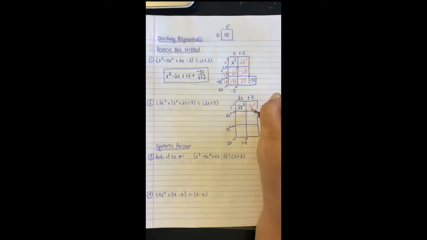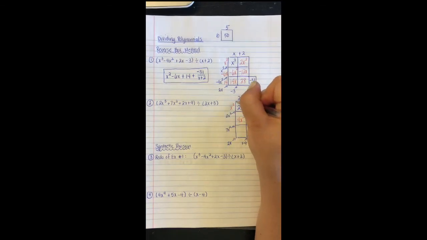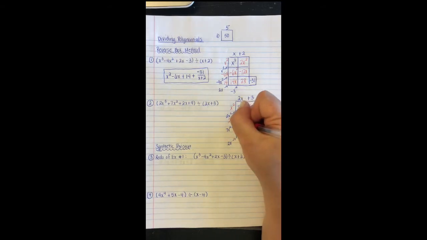Now as I add along this diagonal, 3x squared plus something makes 7x squared. That would be 4x squared. So I ask myself again, if I have an area of 4x squared and one side is 2x, what is the other side going to be? That would be 2x, so that 2 times 2 makes 4, and x times x makes x squared. 2x times 3 makes 6x.